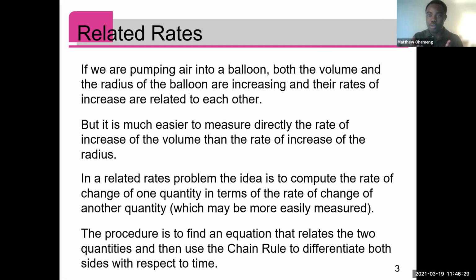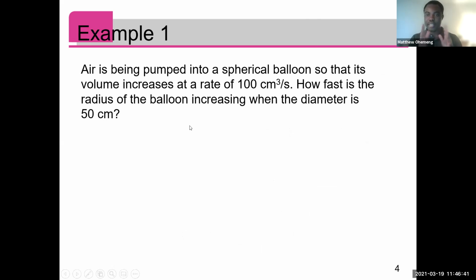Then all that we need to know is what is the rate of change of the volume with respect to time, and then we can figure out the rate of change of the radius with respect to time, right? Okay, so now that's the idea. That's the whole idea. So to see how this works, let's look at this example.